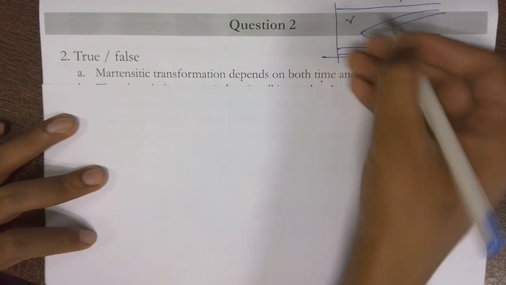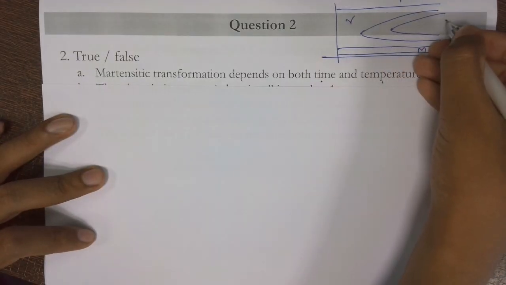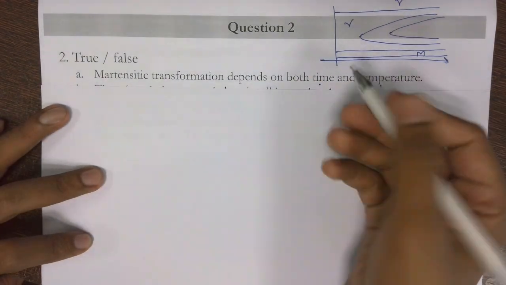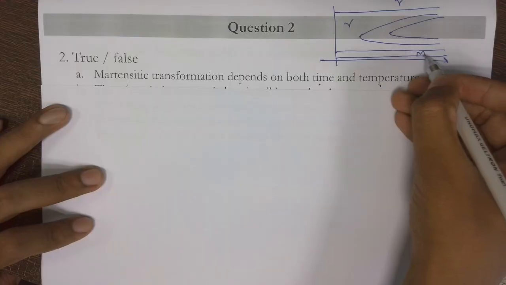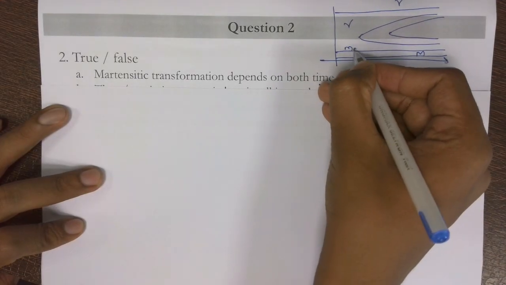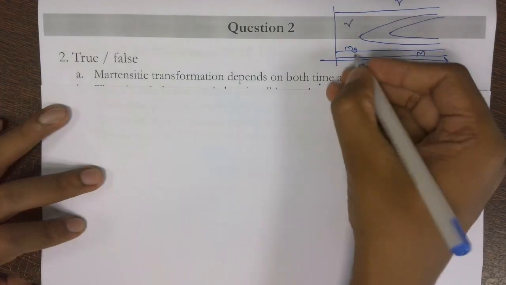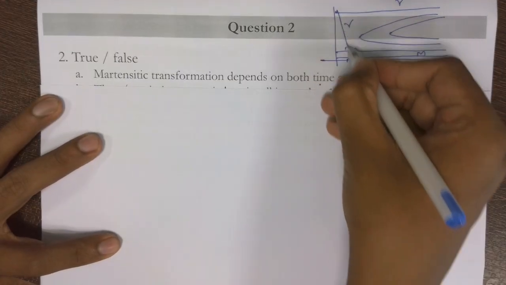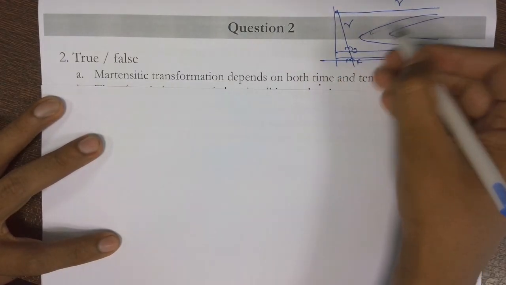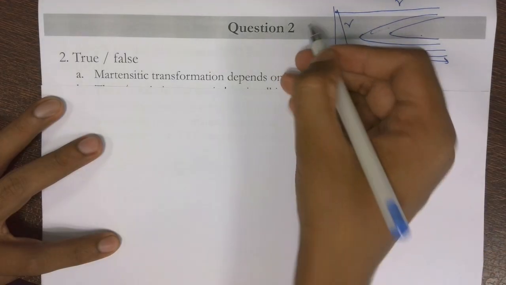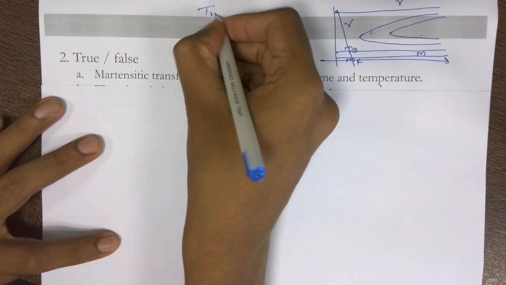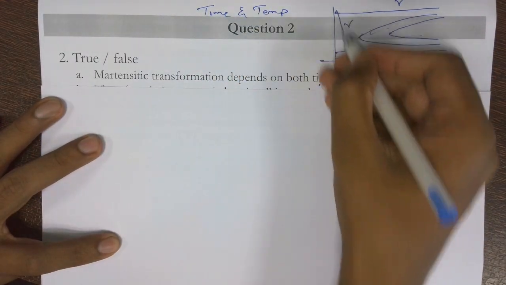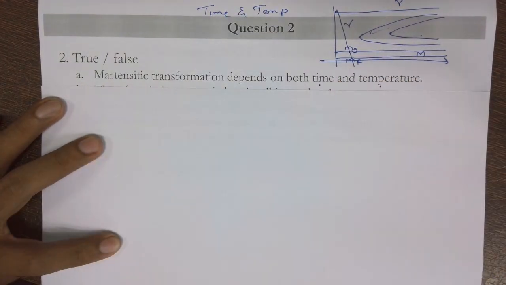When we talk about martensite start, this is the temperature at which martensite starts to form, and this is the temperature where martensite finishes. Here the C curve is there, indicating that the transformation is time and temperature dependent. Here there is no C curve. The fraction transformed will only depend upon the temperature, not the time.